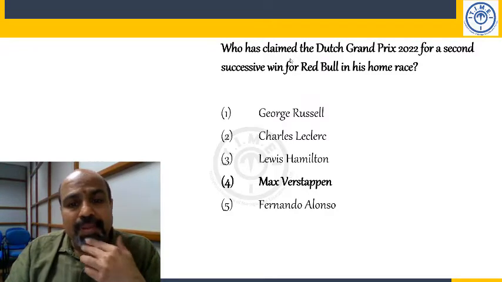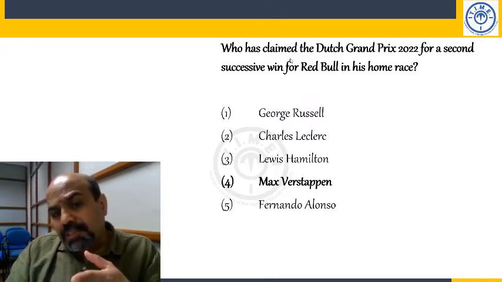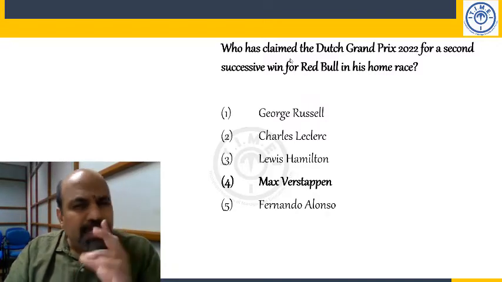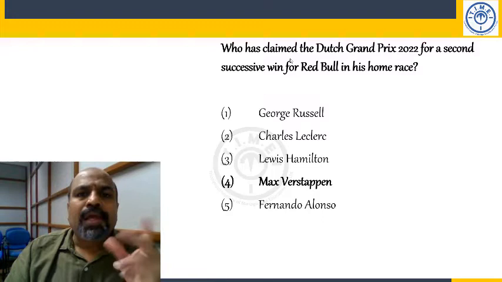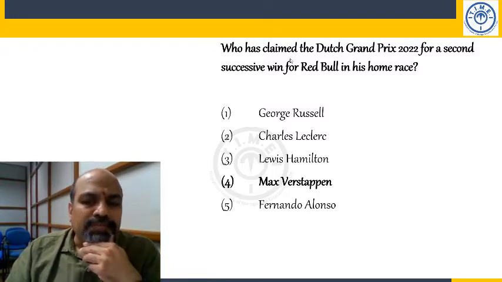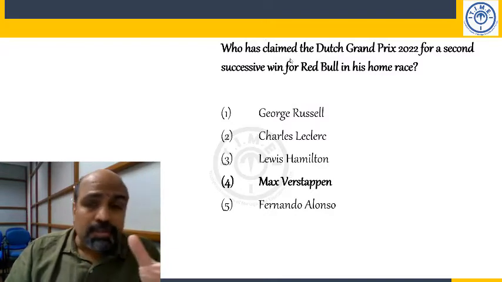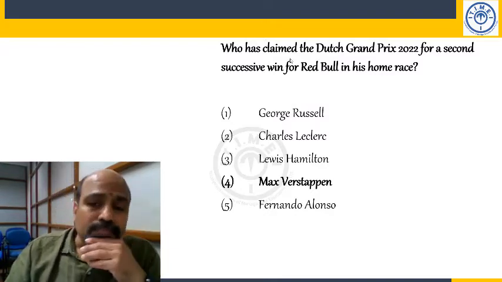Mercedes. Okay. In third place was Charles Leclerc. Charles Leclerc belongs to this tiny country of Monaco, M-O-N-A-C-O, Monaco, and he races for Ferrari. So all the top 3 race for 3 different teams, and they belong to 3 different countries.